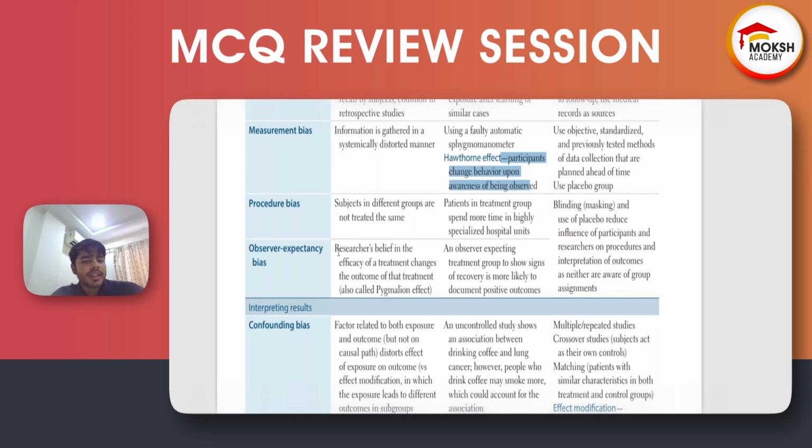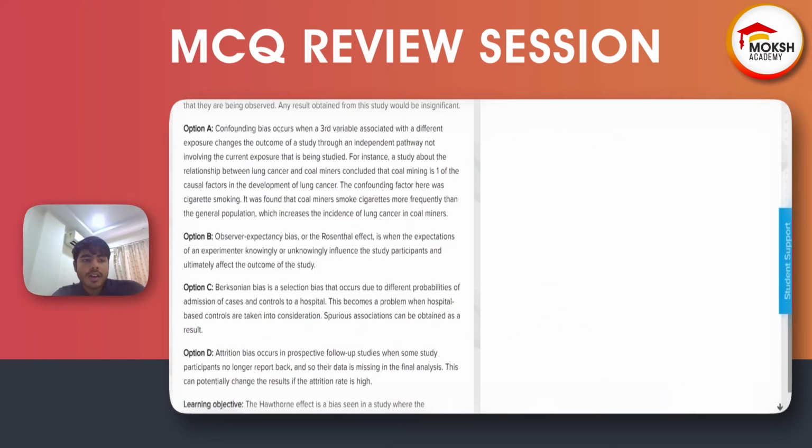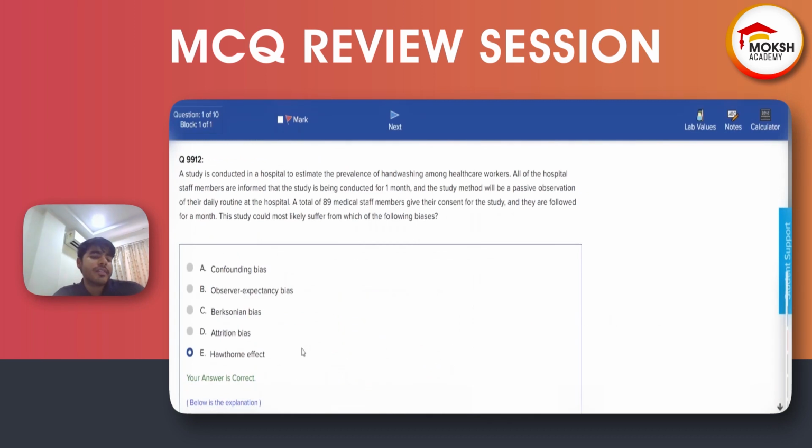Whereas observer expectancy bias is when the researcher's belief in the efficacy of a treatment changes the outcome of that treatment. It is also called the Pygmalion effect. An observer expecting the treatment to show signs of recovery is most likely to document positive outcomes. So it is the observer who is biased there, but here the participants are biased. I hope everyone is clear on why we have gone with the Hawthorne effect, because the healthcare workers were aware and they were being more cautious.